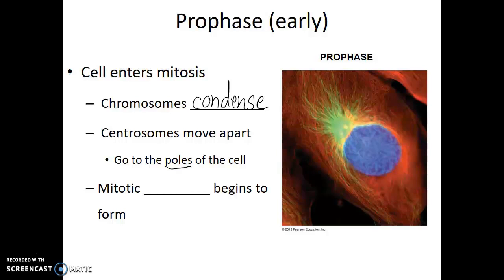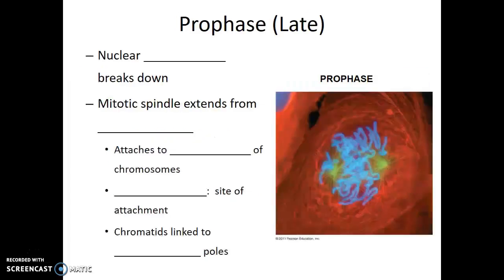We use the term poles to describe 2 different ends of a spherical object, much like the Earth has a north pole and a south pole. So by moving to opposite poles of the cell, it simply means opposite sides of this spherical object. The mitotic spindle begins to form. The mitotic spindle is made up of microtubules coming from the centrosomes, and we'll see this mitotic spindle will play a role in separating the chromosomes during cell division. So these are the events of early prophase.